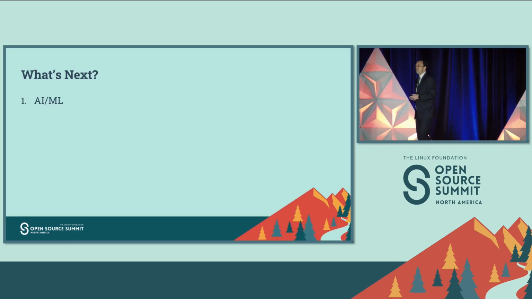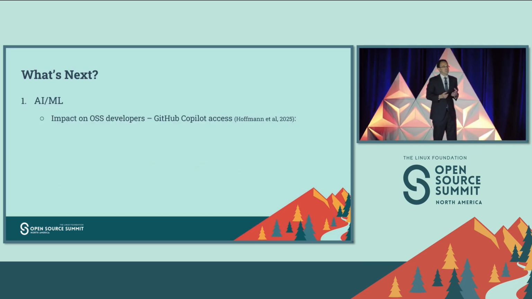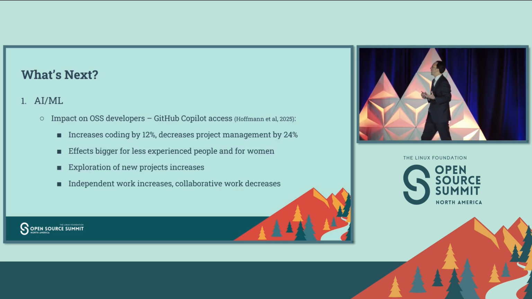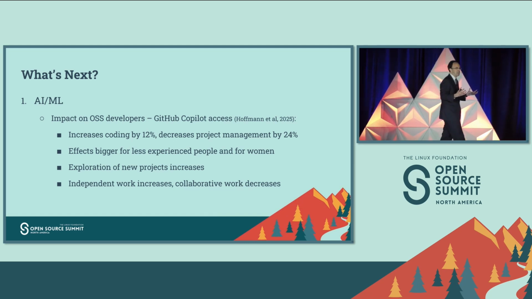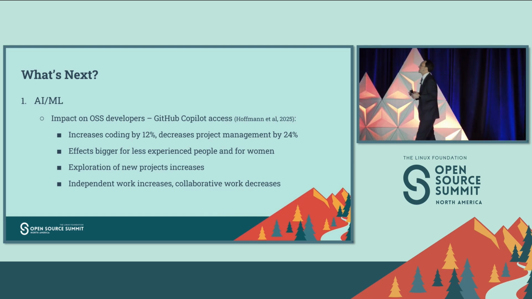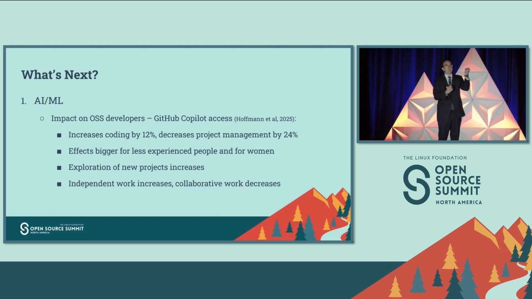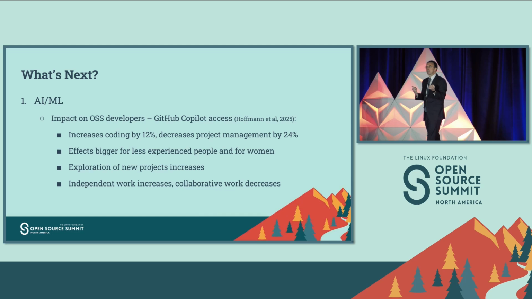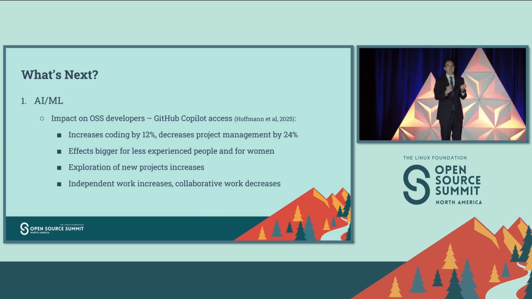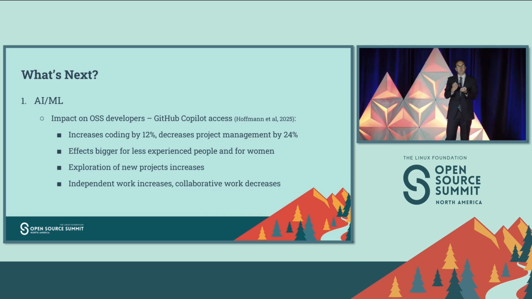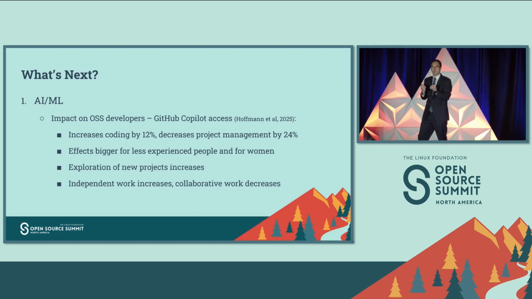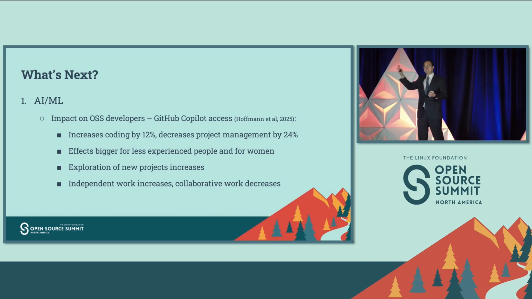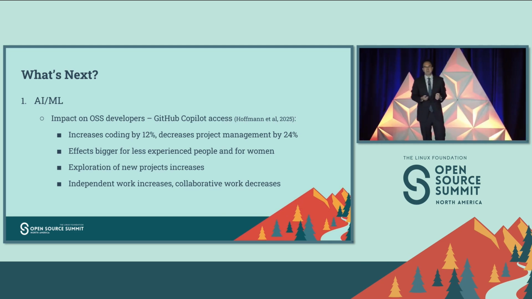So a few things on the horizon. Of course, AI and ML: we've done some studies looking at how that impacts open source contributors. We looked at GitHub Copilot, when they rolled out free access to some maintainers, and we found a whole bunch of interesting effects. In particular, people increased the amount of time they spent coding and decreased the amount of time they spent on project management. That's quite nice because a few years before, we had done a survey of open source maintainers and found that many of them said this balance was very out of whack, that they spent way more time on project management and way less time on coding than they wanted to. It seems like AI is going to allow us to readjust that balance.